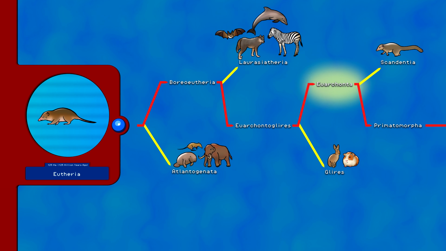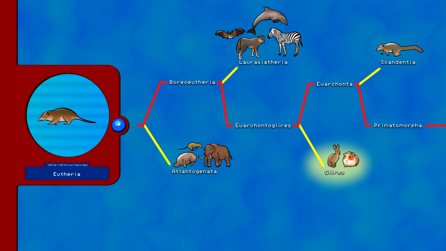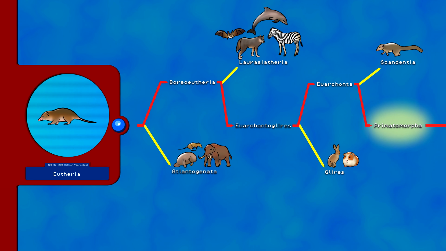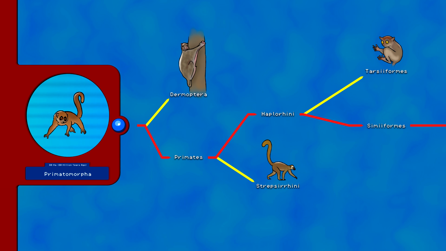Euarchontoglires is the superorder that includes lagomorphs, tree shrews, colugos, and primates. It branched into Euarchonta and the Glires, which includes rodents, rabbits, and pikas. Euarchonta includes Scandentians, the tree shrews, and the Primatomorphs, which include primates and Dermoptera or colugos. 79 million years ago, the order Primates was separated from colugos. Primates include both Haplorhini and Strepsirrhini, which includes lemurs and lorises.